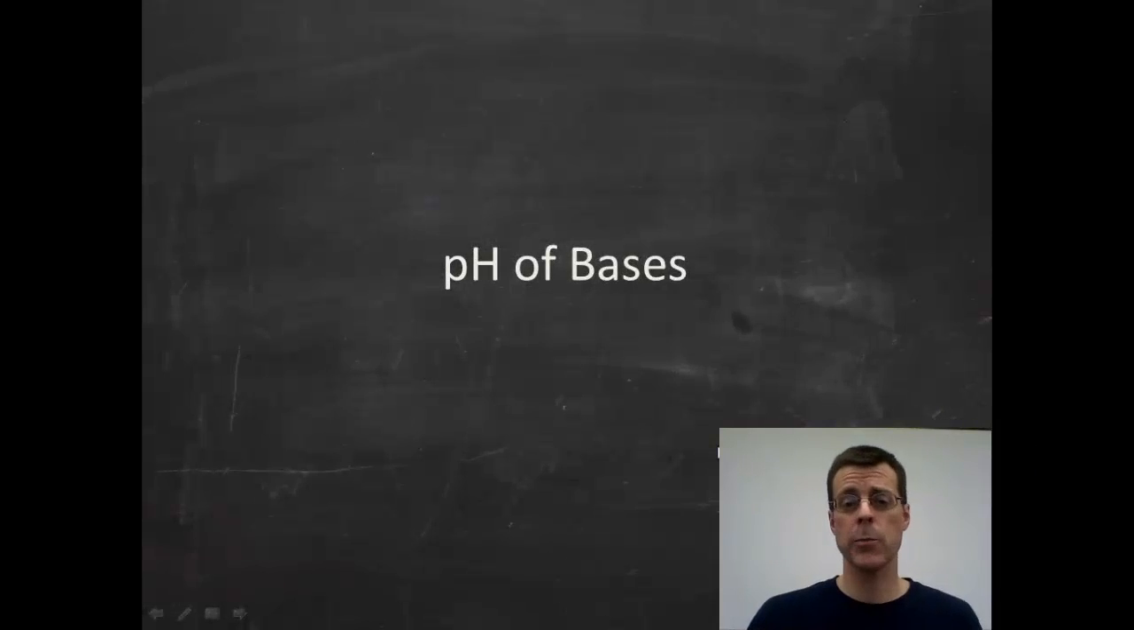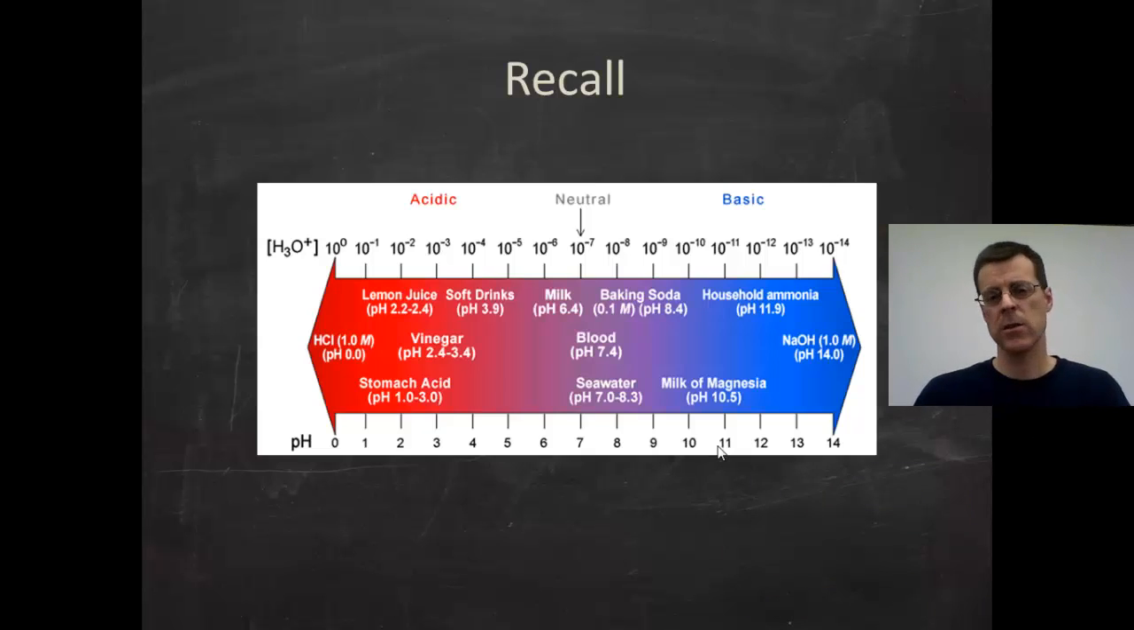So today we're talking about pH of bases. We already know how to do pH of acids, back and forth. Now we're going to learn how to do it for bases. So let's remember something about the pH scale. The pH scale has our acid range, it has a base range, it has a neutral in the middle.